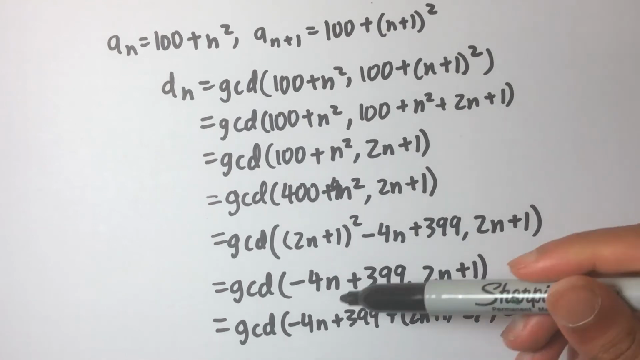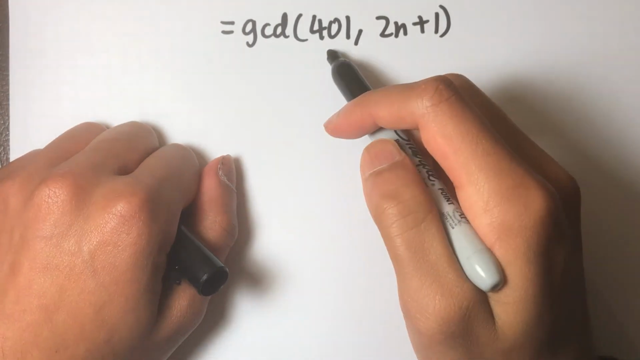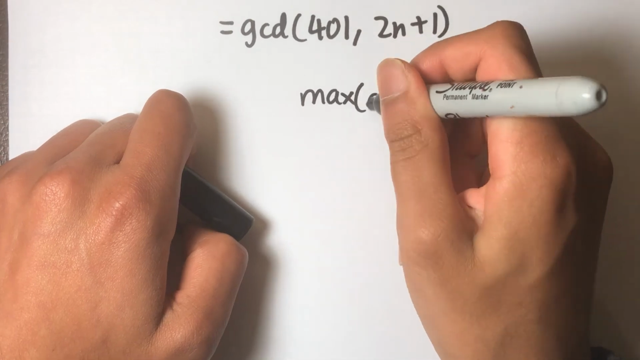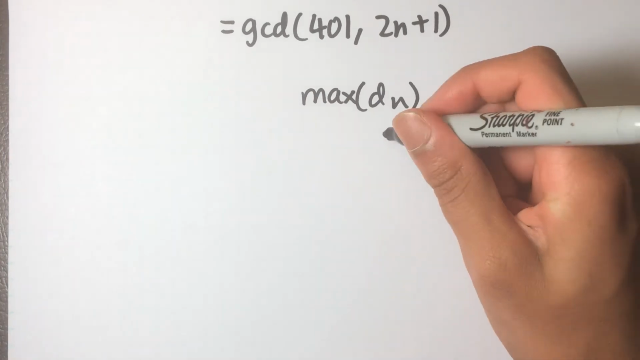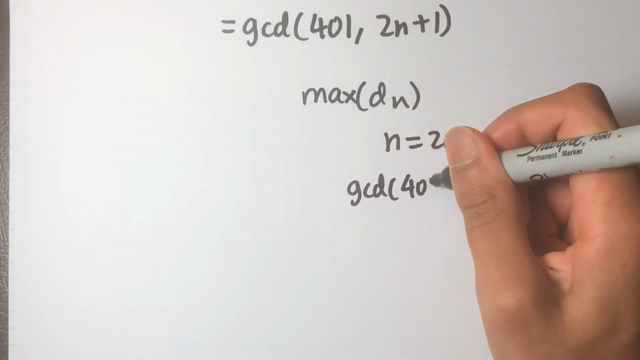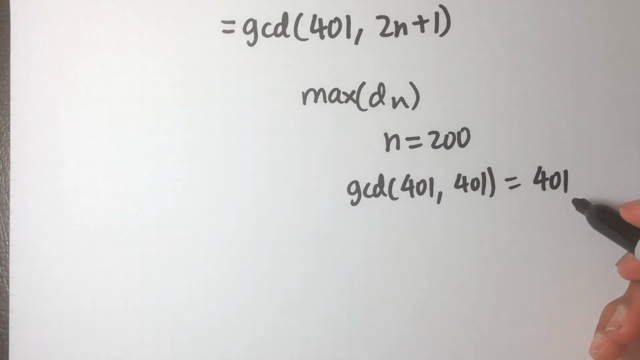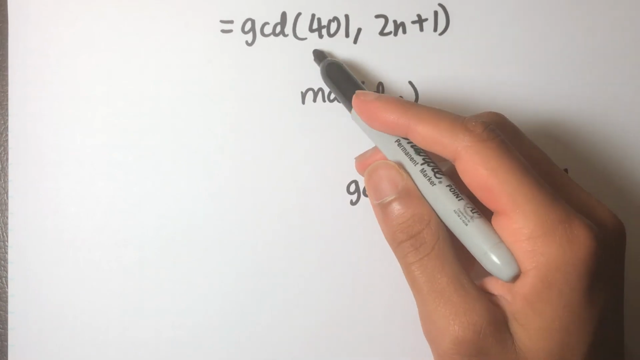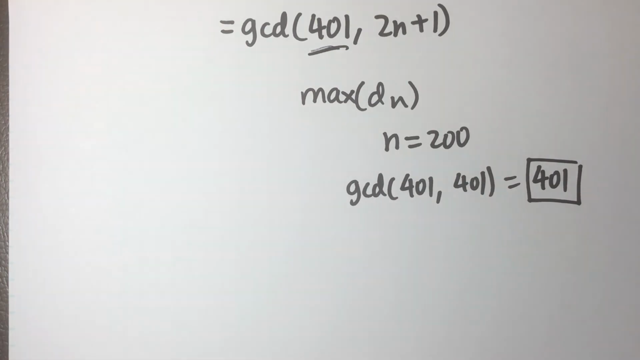So we'll do just that to end up with a number on one side. And when you do that, you end up with the greatest common divisor of 401 and 2n plus 1. Now we're trying to find the maximum value of d sub n as n ranges through the positive integers. And as you can see, if we choose, for example, n equals 200, then we'll end up with the greatest common divisor of 401 and 401, which equals 401. And we can't actually go any bigger than this, since the greatest common divisor of these two numbers has to be less than or equal to 401, which means that this is the maximum possible value, and that's our answer.